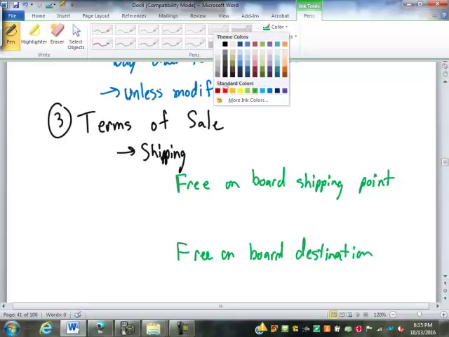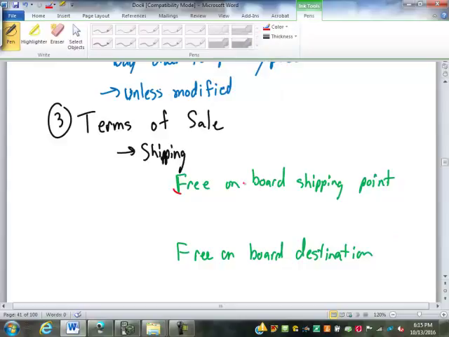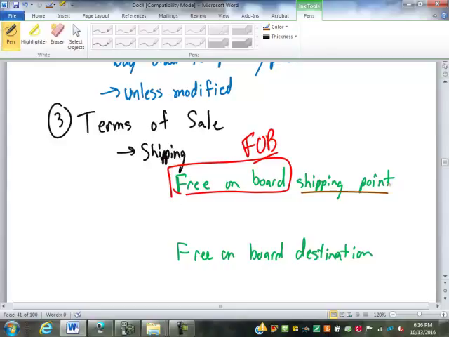You'll probably never after this point ever see this phrase free on board written out. It'll always be FOB. So if you hear what's the FOB, that's what they're talking about. Free on board shipping point literally means it is free at the shipping point. Who is at the shipping point? The seller or the buyer? At the shipping point is the seller. It's being shipped from the seller. It is free there. So that means the seller does not pay. The buyer pays.